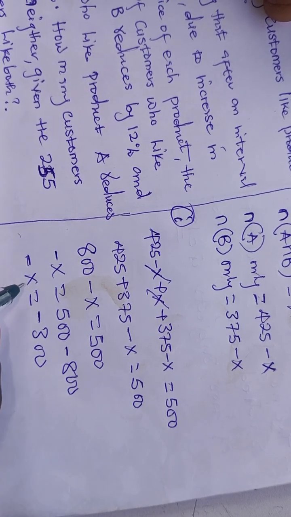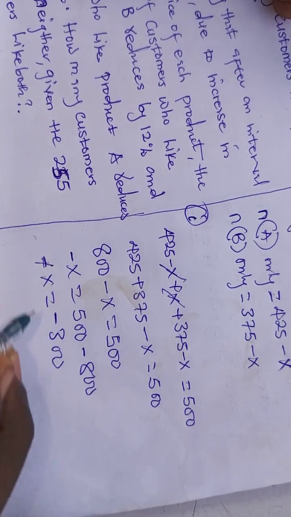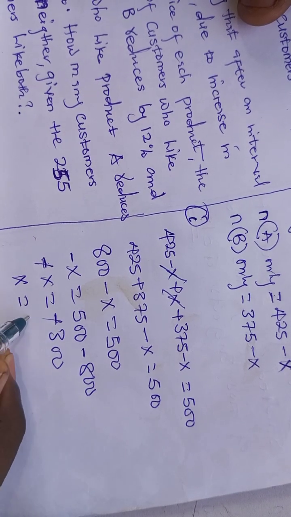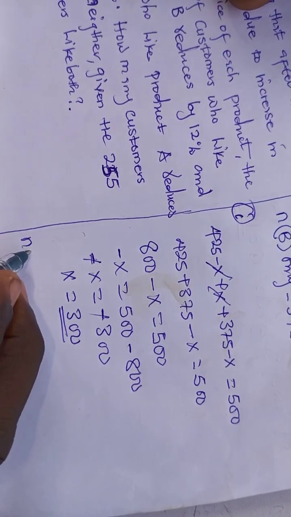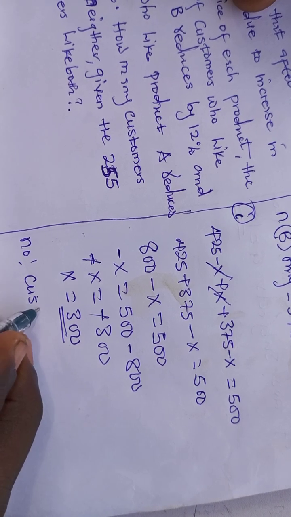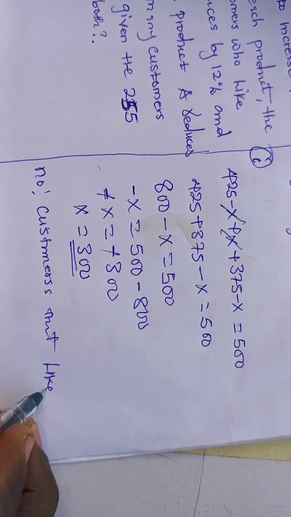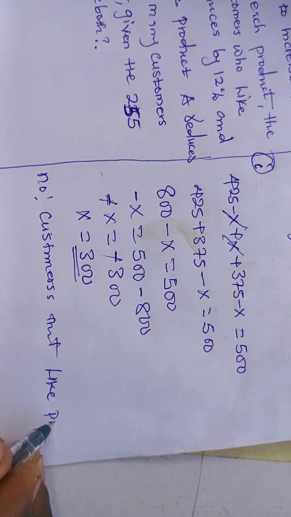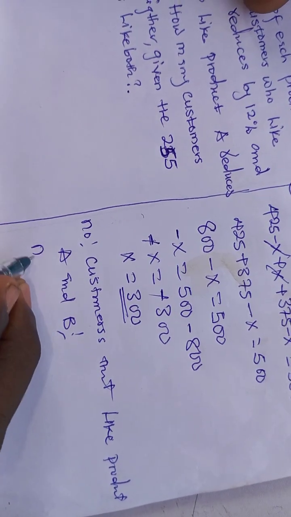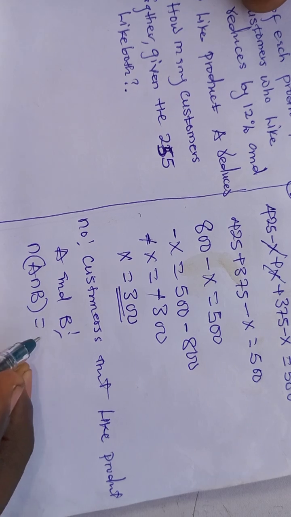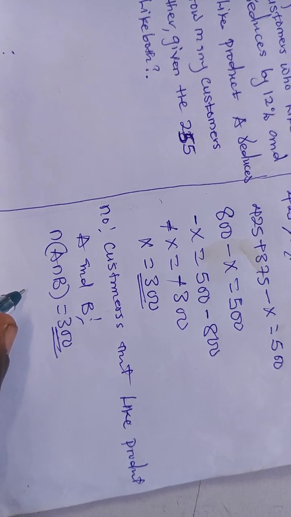If I divide both sides by minus 1, because this is carrying a coefficient of 1 here, the minus will cancel out, and I'm going to have x equal to 300, which is the answer for A. So we can conclude by saying that the number of customers that like products A and B, which is the intersection of A and B, is equal to 300 customers. So that's the answer for question I.